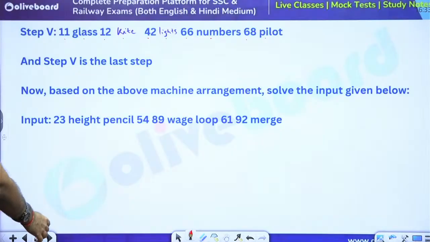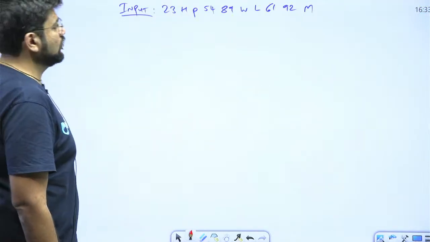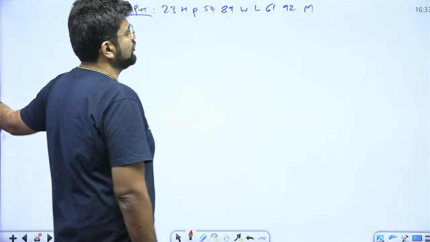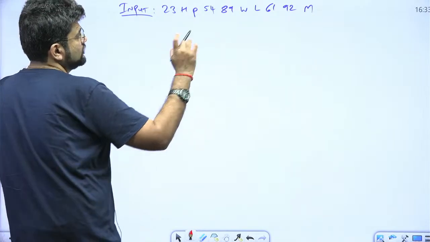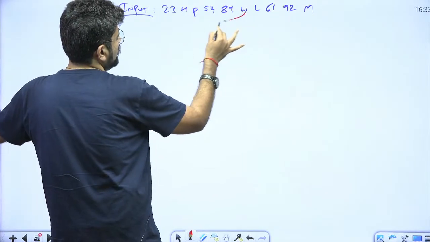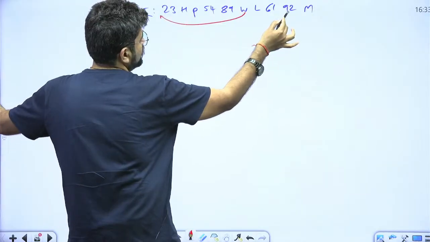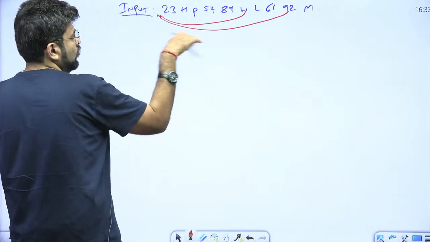We'll see first if anything is auto arranged. So the largest word is W. Okay, and the largest number is 89. Nothing is 92. Nothing is auto arranged. So this W will go here and this 92 will go here. Okay, both will travel in the front.